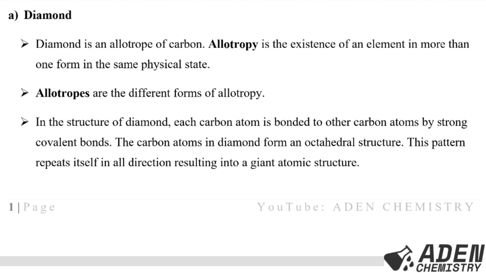The carbon atoms in diamond form an octahedral structure. So if you want to know the type of structure that diamond has, what you are supposed to know is that diamond uses 4 of its 4 valence electrons in bonding. So 4 multiplied by 2, we are going to get 8. 8 is octa, so we are going to say octahedral structure.